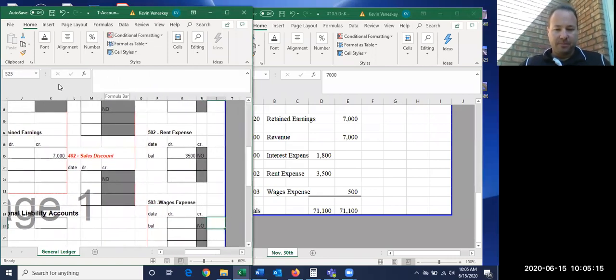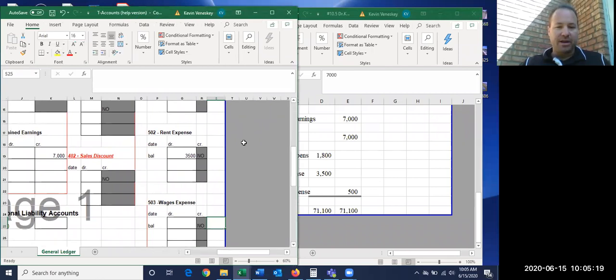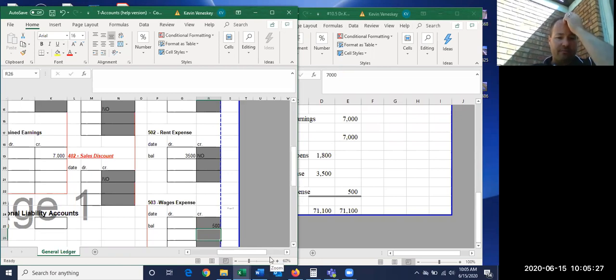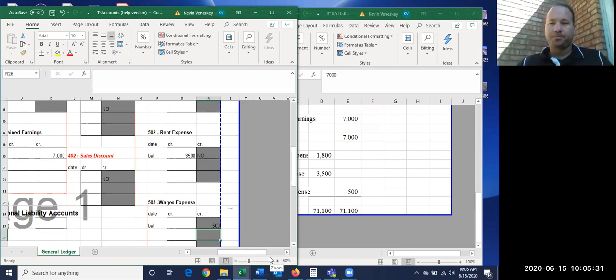Now this one, we can tell that it's going to be an error too. Expenses should never have a credit balance. But the old accountant didn't know that, and he has a $500 credit so far in there. So something's going to have to be changed.